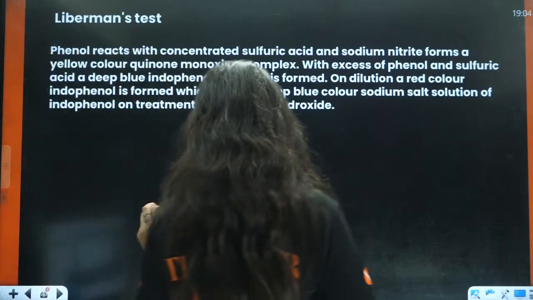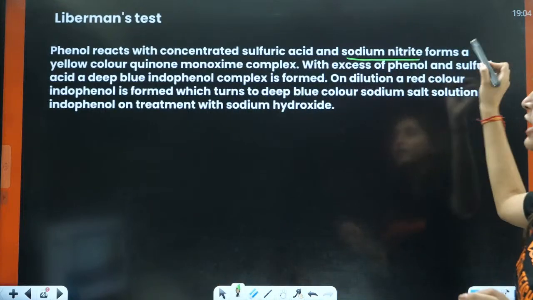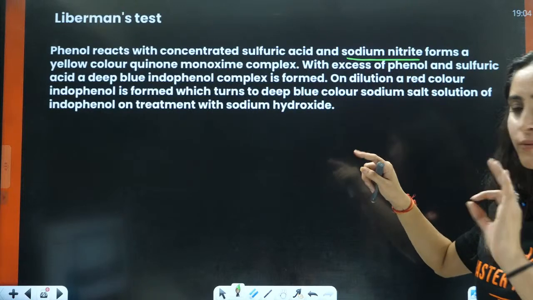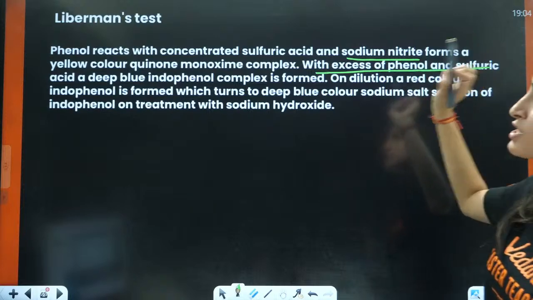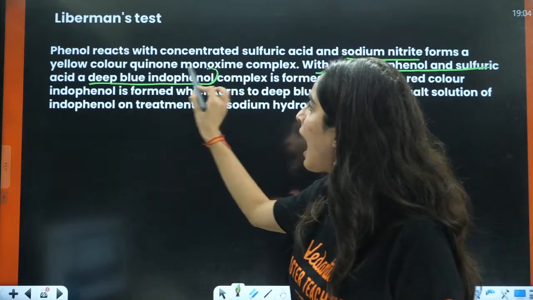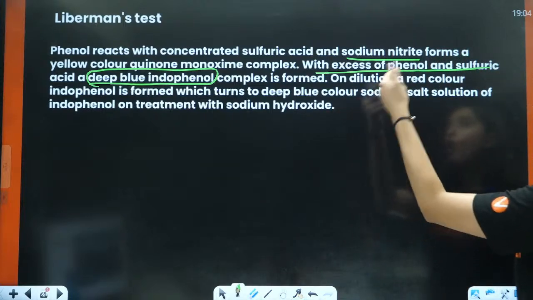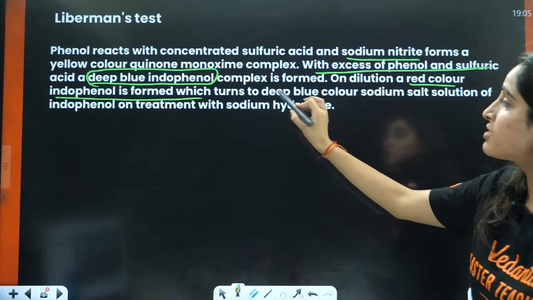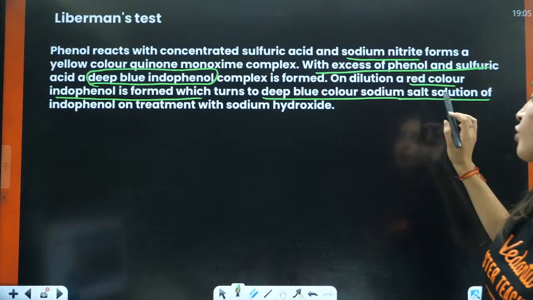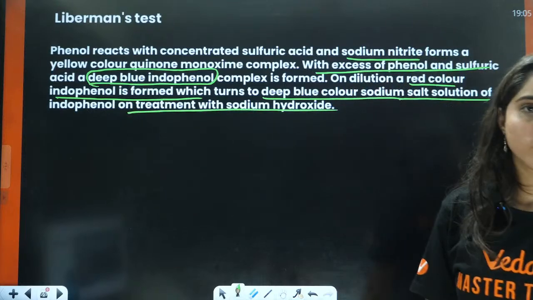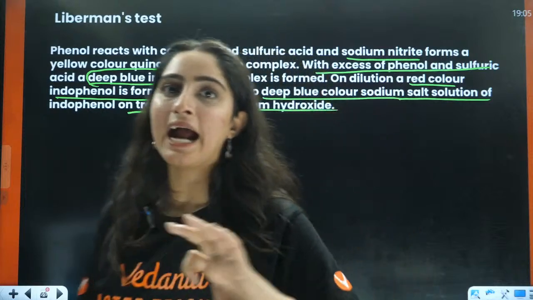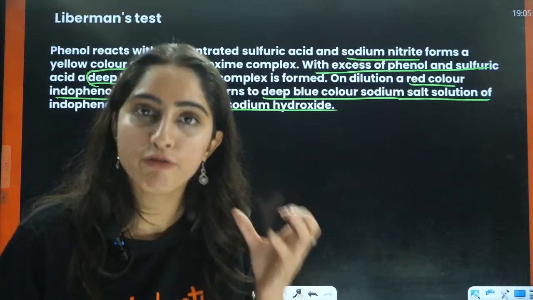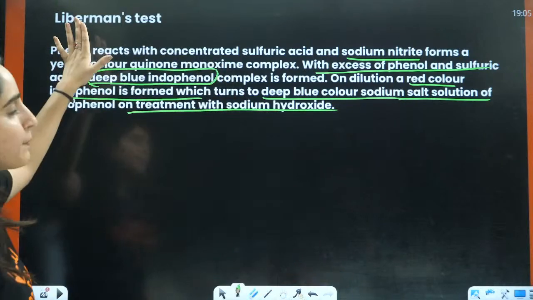Phenol reacts with concentrated sulfuric acid and sodium nitrite, and forms a yellow colored quinone monoxime complex. With excess of phenol and sulfuric acid, a deep blue indophenol complex is formed. On further dilution, a red colored indophenol is formed, which turns into a deep blue color on treatment with sodium hydroxide, forming the sodium salt of indophenol. So just remember the last case, that in the end you will have a deep blue color, right? Okay, that is called Lieberman's test.